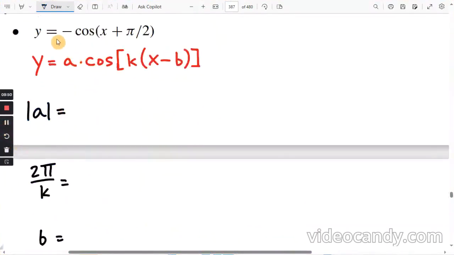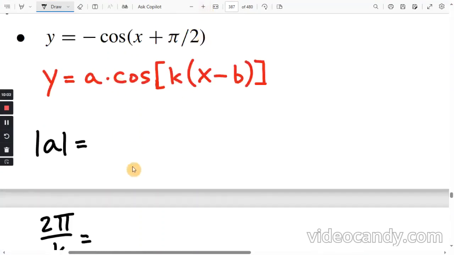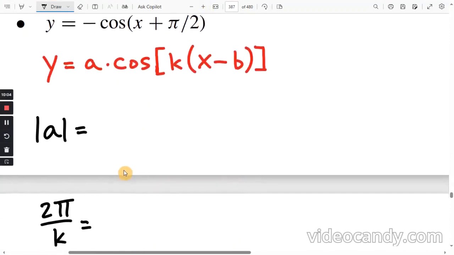All right, please try this equation here. See if you can find the amplitude, period, and phase shift. And notice that I put the equation right underneath so you can line up the letters. All right, please try it.